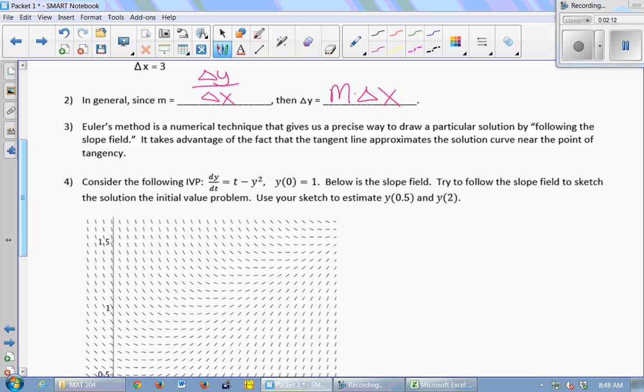So it takes advantage of the fact that the tangent line approximates the solution curve near the point of tangency. So remember linear approximation from Calc 1, right? So each one of these little tangent lines is a linear approximation of the solution. So as long as you don't go too far from the point of tangency, it's a good approximation.